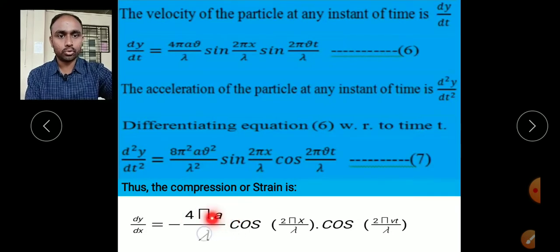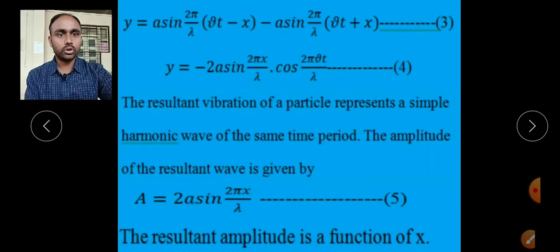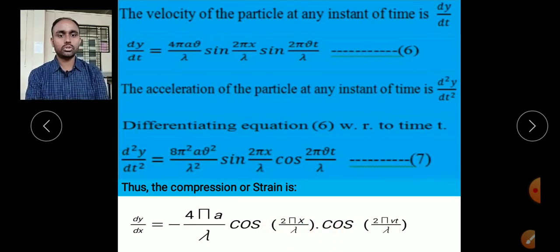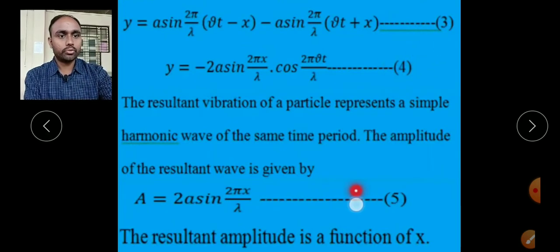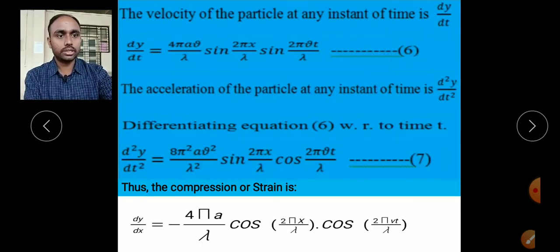Yes, minus 4 pi a by lambda, cos term. Why cos? Because the derivative of sine is cos 2 pi x by lambda, and this cos 2 pi Vt by lambda as it is. So, this is the compression or strain, dy by dx is equal to minus 4 pi a by lambda cos 2 pi x by lambda into cos 2 pi Vt by lambda. Okay. So, these are the terms we got. First one is the resultant displacement, that is y, equation number 4. Then we got the amplitude, then the velocity, then acceleration, and finally the compression or the strain.